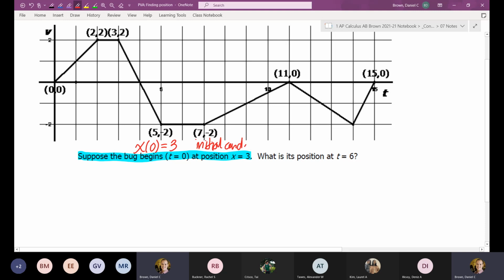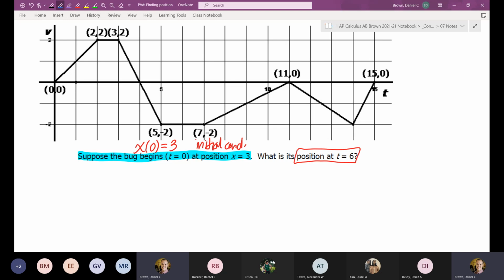And we are asked to find the position at t is equal to 6. Notice this one is phrased a little bit differently. It's no longer like net distance. It's not asking to find the distance traveled from 0 to 6. I want to know where this bug is when t is equal to 6. This problem is basically like a rewritten version of the first FTC. So this is one where we would use the initial condition to basically solve it.